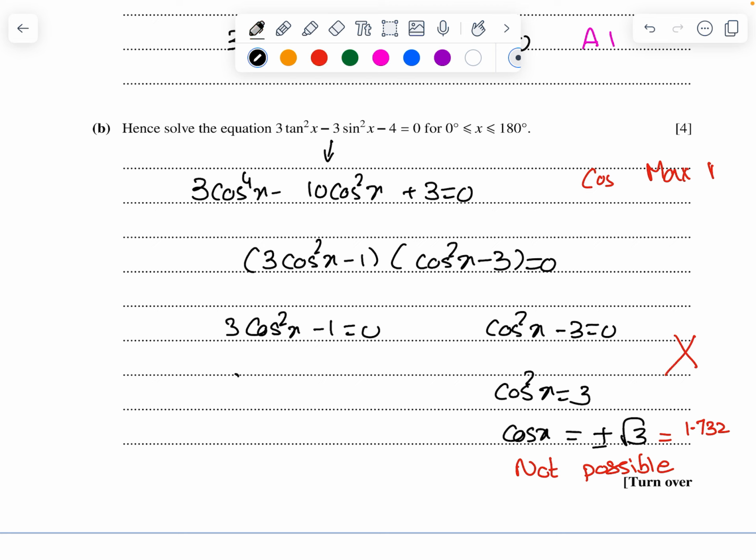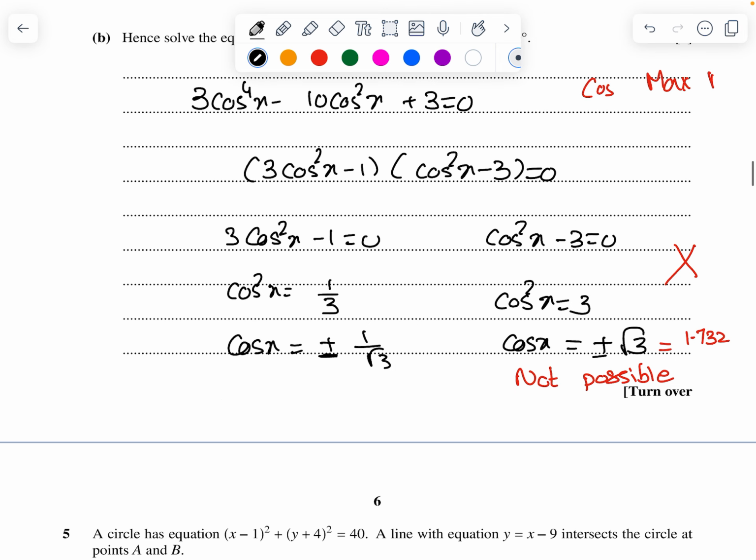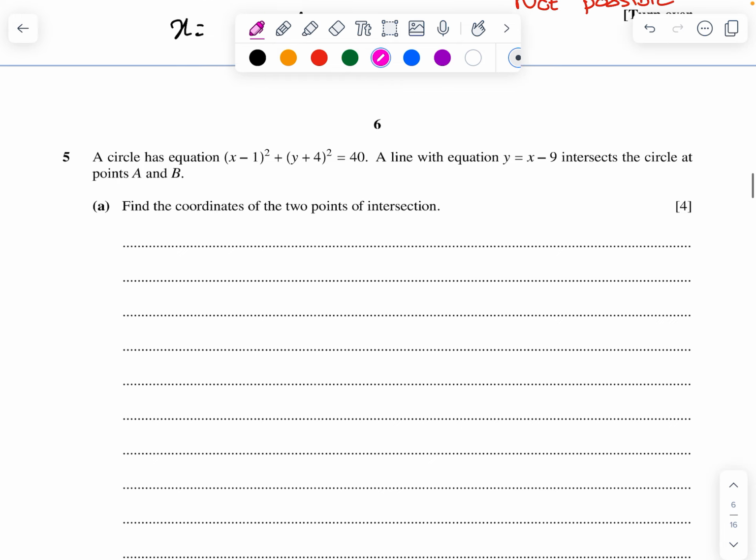So I have to do only with this one. Cos square x equals to 1 upon 3. Cos x equals to plus or minus 1 upon root 3. Plus or minus. Use the calculator. You should be getting two values. One value is 54.7 and another value 125.3. One method mark for quadratic factorization, accuracy mark for this, one accuracy mark for this angle, and another accuracy mark for this angle. So 4 marks.